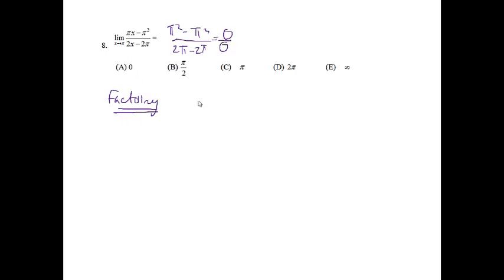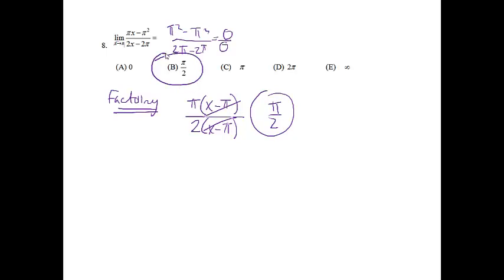I notice in the numerator I can factor out a pi, and if I do that I'll get x minus pi inside. And in the denominator I can factor out a 2, so I'll get x minus pi. And then I notice I can cancel the x minus pi's, so I'm just left with pi over 2. And as x approaches pi, there's really no place to plug the x. No matter what the x is, I will always get an answer of pi over 2. So B will be my choice.